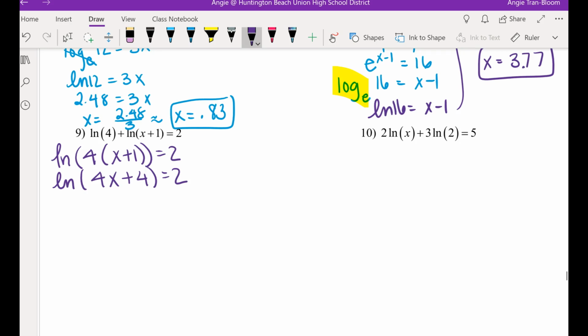Can I drop my left log? No. What do you do? Can't drop the log. Divide both sides by ln. Would you agree with Hannah? ln by itself doesn't mean anything. Does it mean anything if you divide both sides by just ln?